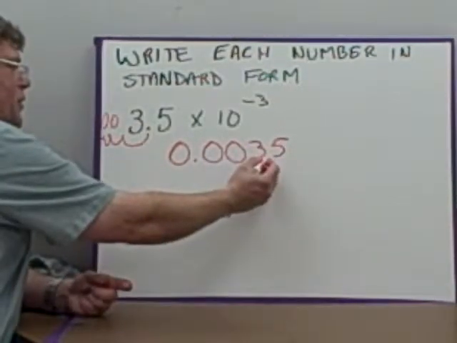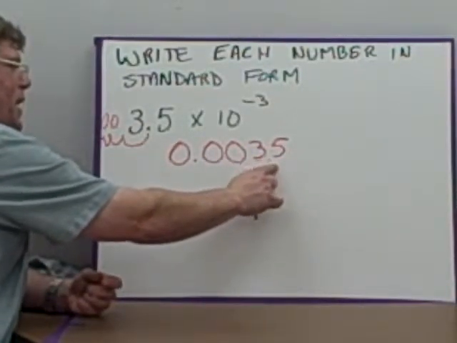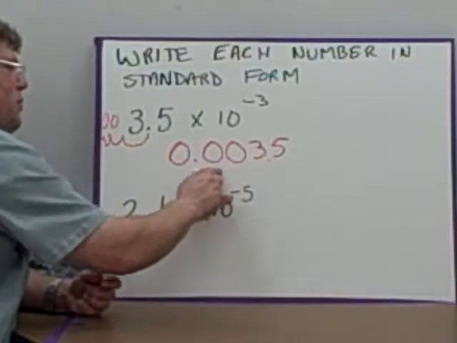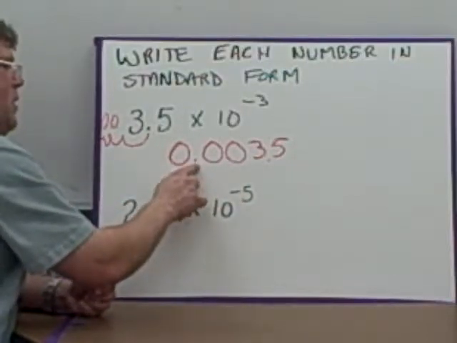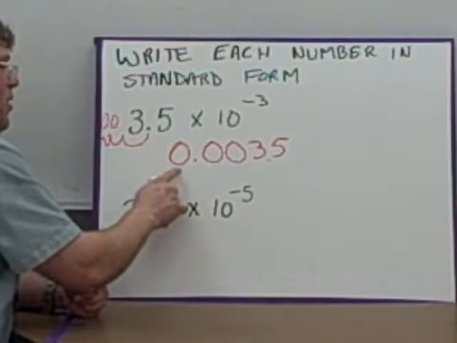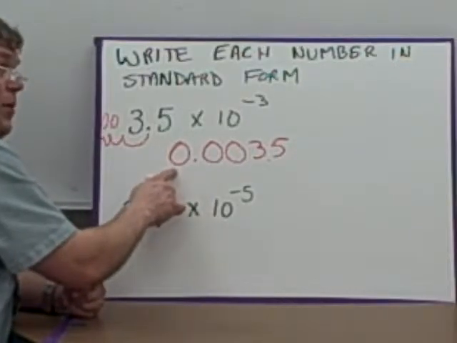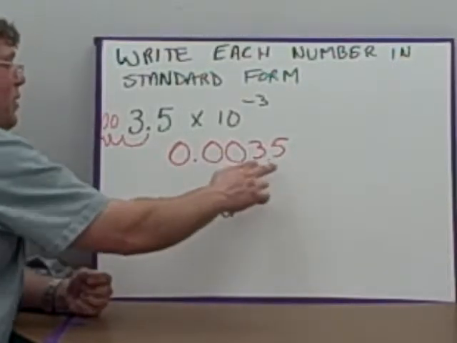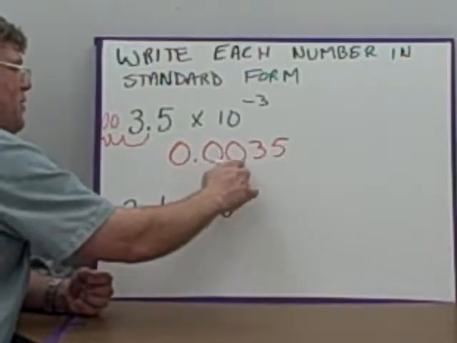Now, just to take a closer look at that, we started off with 3.5. We move it over 1, 2, 3 place values. We should have a leading 0. When there's a decimal point without any number in front, you should have that leading 0. So you end up with 0.0035.